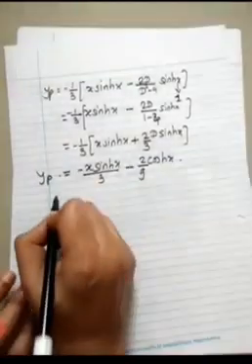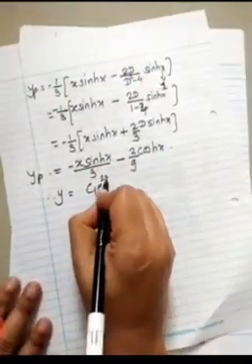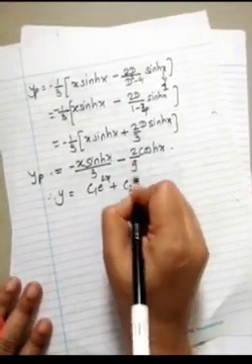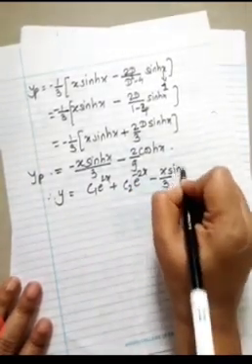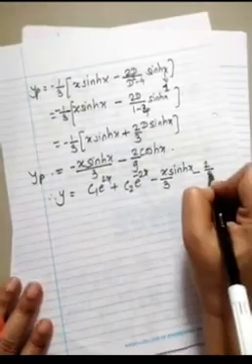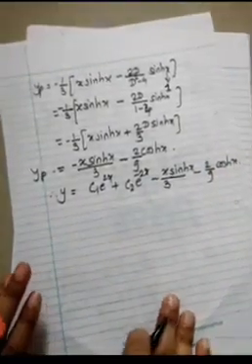Done. Therefore y is yc, c1 e raised to 2x plus c2 e raised to minus 2x, plus yp. This is the general solution.